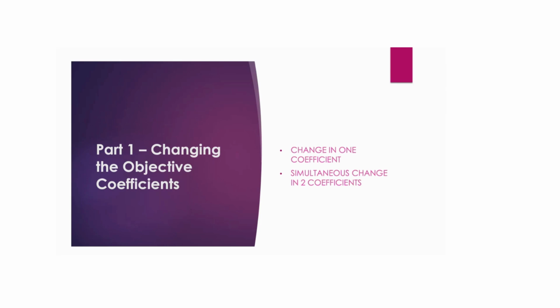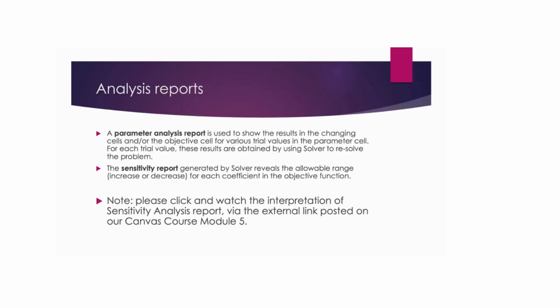Okay, so that was part one, changing the objective coefficients, wherein you can change one coefficient at a time, or you can change two coefficients simultaneously. And I also tried to explain how to interpret a parameter analysis report. And the parameter analysis report is further summarized into a sensitivity report. So I have already explained these two kinds of report.